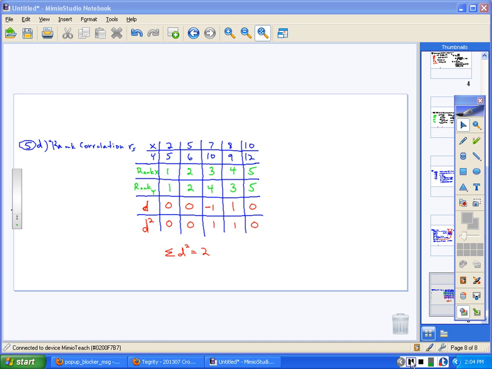The formula that we use here is in Chapter 13, right next to the table that we used for Part B of number 5. It's the second from the bottom, and it's called rank correlation. And the formula is R sub s is equal to 1 minus 6 times the sum of the d squareds over n, and then in parentheses, n squared minus 1.